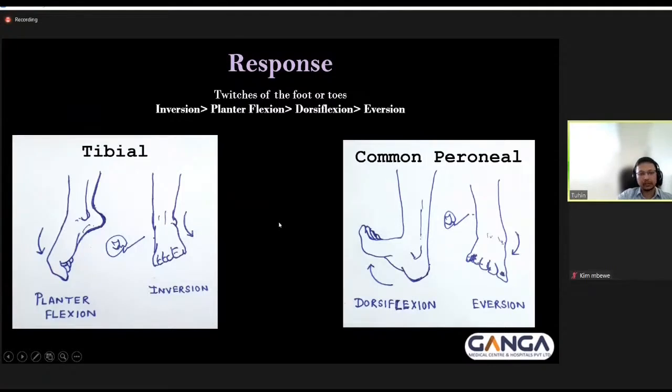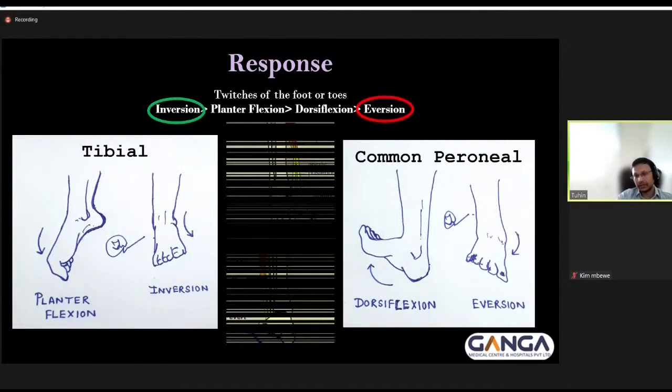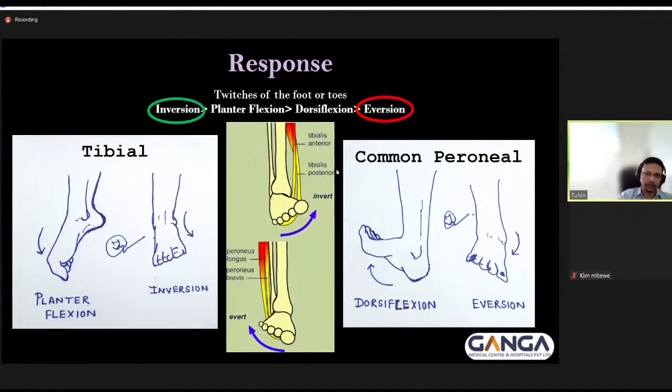The inversion response is the most favored response among these four responses, and eversion is the least preferred response. Because if you look at the muscles causing the inversion, that is tibialis anterior and tibialis posterior. Tibialis anterior is supplied by the deep peroneal nerve and the tibialis posterior by the tibial nerve. The inversion response indicates the central location of the needle tip.